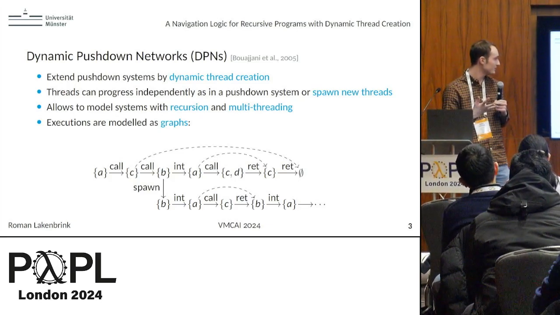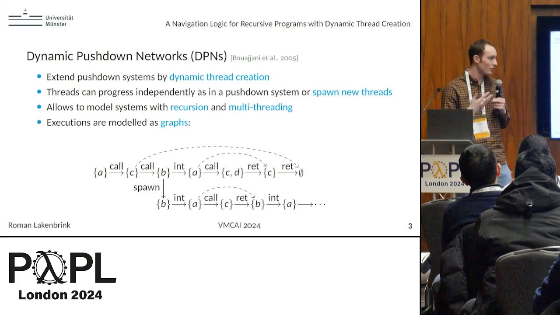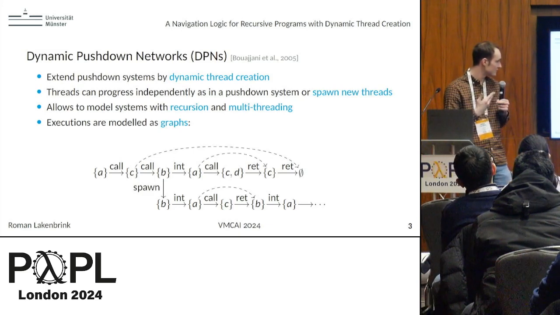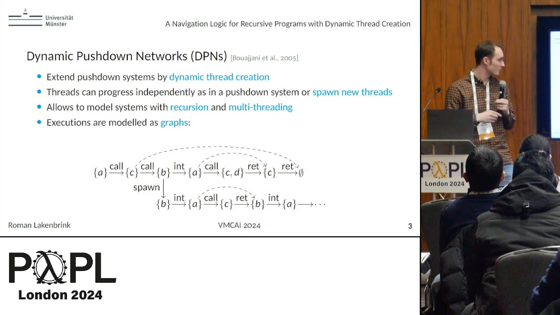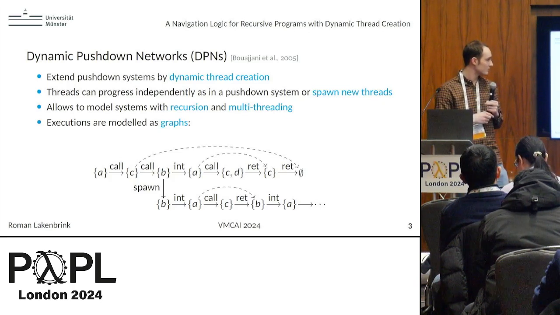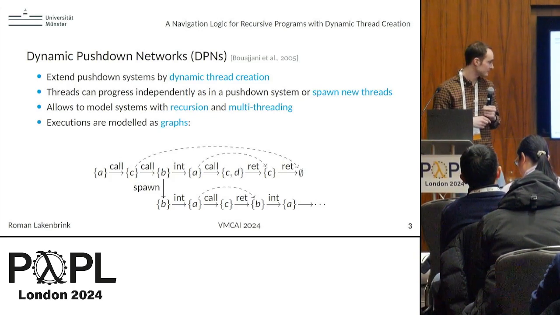But additionally, each thread also always has the option to spawn new threads at runtime. This is a quite useful type of system for modeling concurrent programs, because we have stacks for modeling recursive calls, and we can model multi-threading. We can just dynamically spawn new threads.